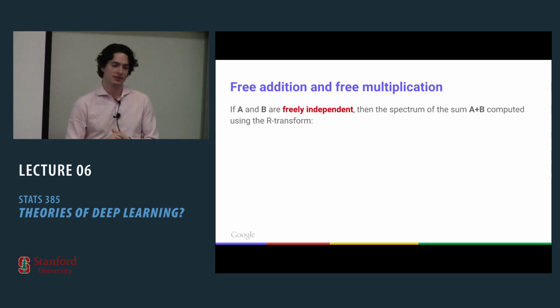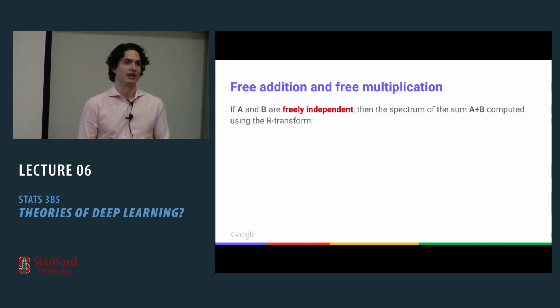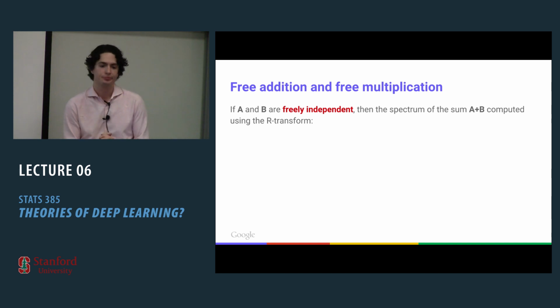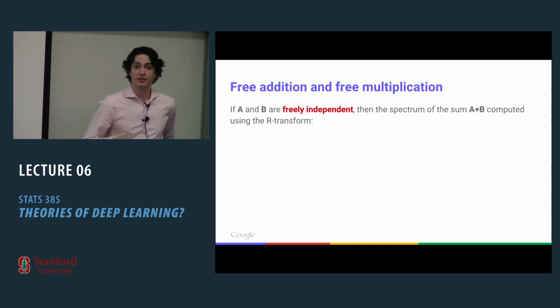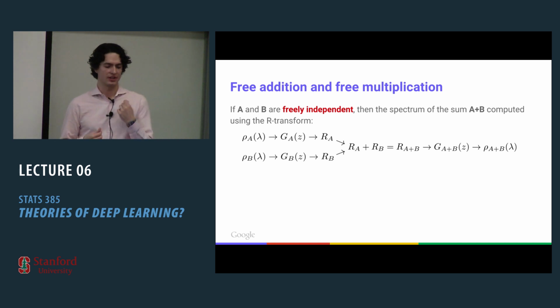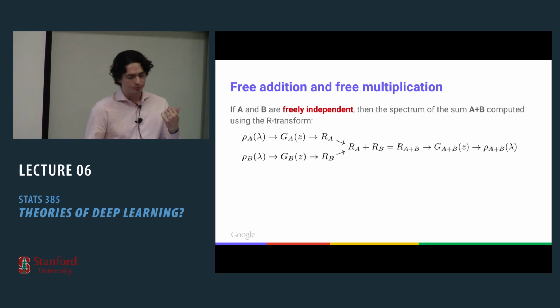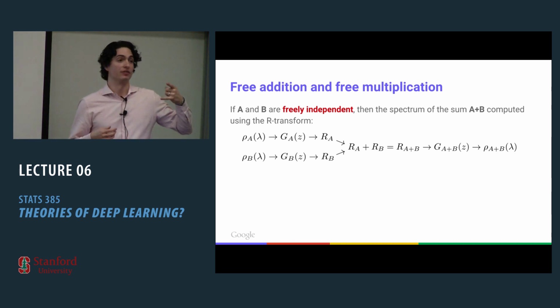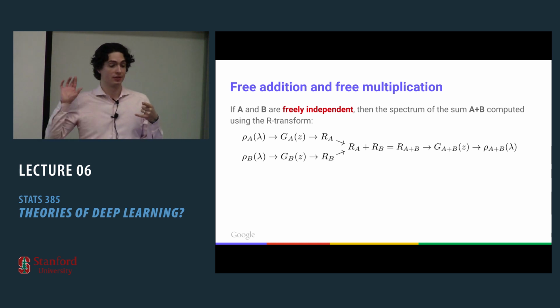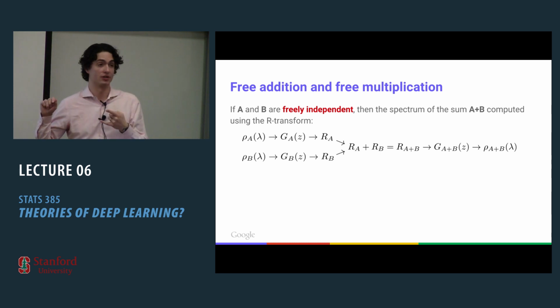But the utility of all of this is that if you have a random matrix A and a random matrix B, and you know their spectra, how can you compute the spectrum of the sum of the random matrix A plus B? If A and B are what's known as freely independent, which I'll define in one second, then you can recover the spectrum of the sum from the spectrum of the individual matrices using the R transform. So what you do is you have the spectrum of A and the spectrum of B. You compute the Stieltjes transform for each. Then from that, you use those functional equations from the previous slide to compute the R transforms.